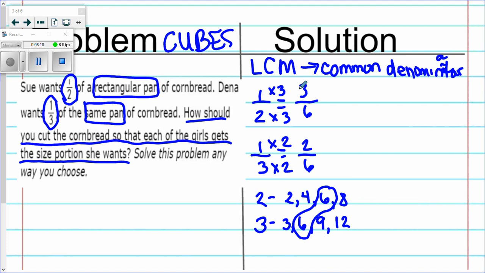So it says, how should you cut the cornbread so that each girl gets the same size portion she wants? Well, I'm going to actually draw a couple of pans of cornbread. And I'll try to make them similar. So this is going to be Sue. And this is going to be Dina's pan.